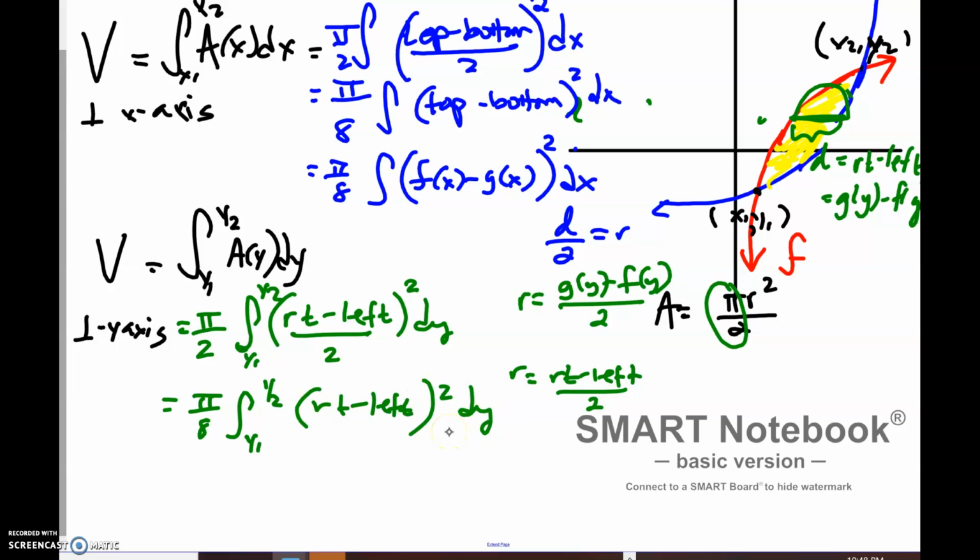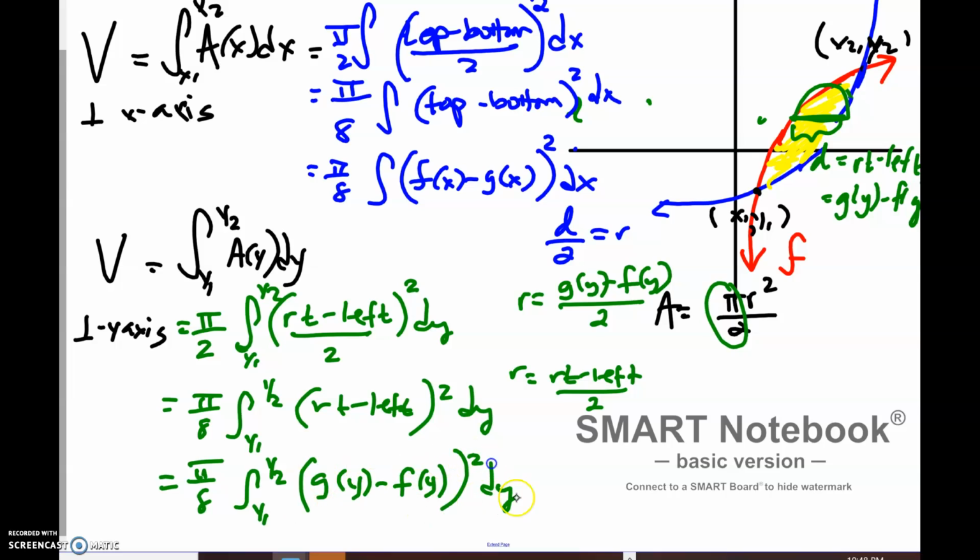Now if I want to put the functions f and g in here, according to my example, the way I wrote it, it would be pi over 8 integral from y sub 1 to y sub 2 of g of y minus f of y squared dy. That's it.